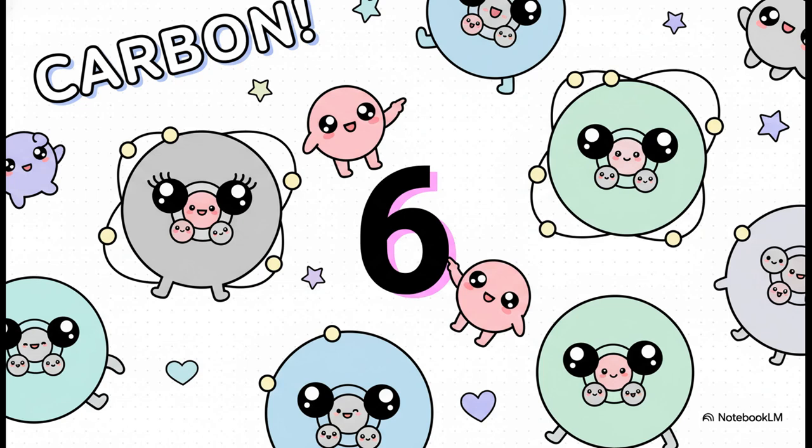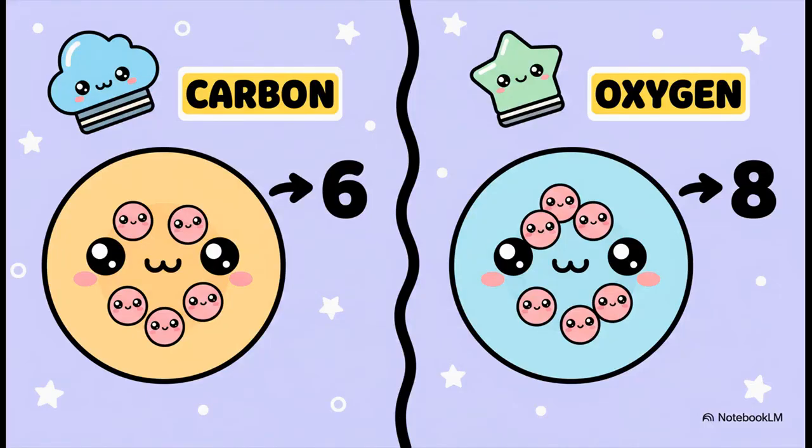Take carbon. Its atomic number is 6, and that is completely non-negotiable. Every single carbon atom that exists anywhere in the universe has exactly 6 protons. Not 5, nope, not 7, always 6. And that right there, that's really the golden rule of chemistry. The number of protons is set in stone.